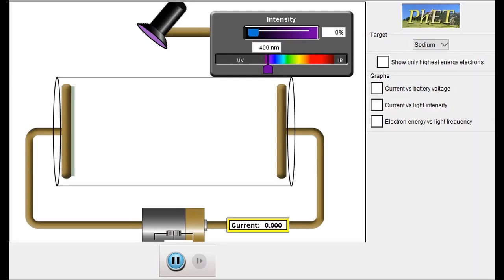To conceptualize this, let's first look at an animation to demonstrate initial observations made by physicists studying the photoelectric effect. Here, we can see light being shone onto a metal surface, in this instance being sodium. If the wavelength of light is 400 nanometers and we increase the intensity of light to around 50%, we can now see electrons being emitted. And as it is further increased, more electrons are released.